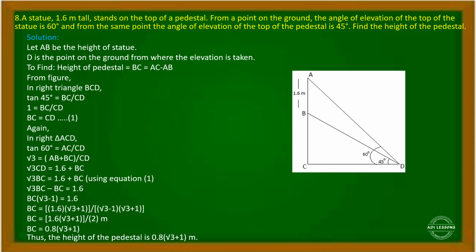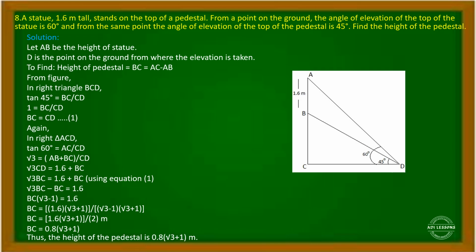So root 3 equals AB plus BC by CD. We know AC equals AB plus BC. So root 3 CD equals 1.6 plus BC. Root 3 BC equals 1.6 plus BC. We know BC equals CD from 1. So root 3 BC minus BC equals 1.6. BC into root 3 minus 1 equals 1.6.